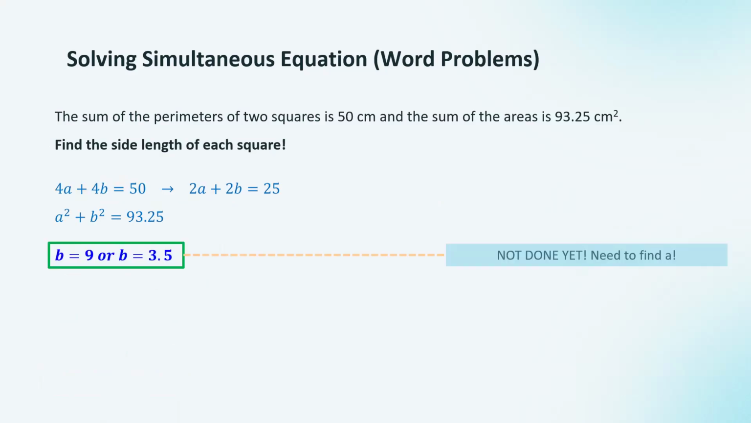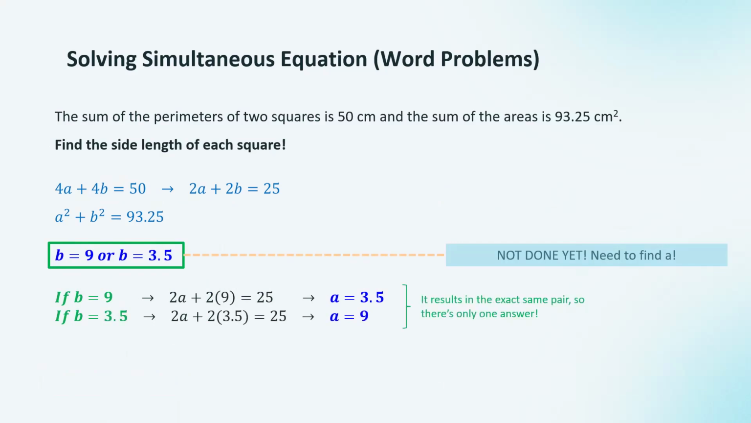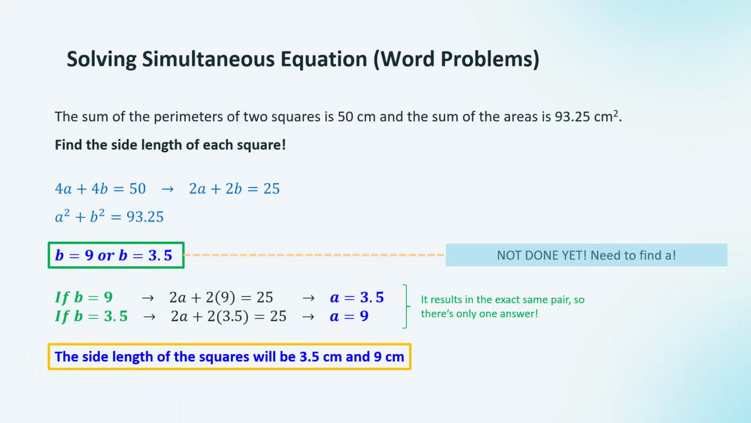So after getting the b values, we can try to find the a by inputting it into the first equation, again, since it is a lot easier. So if b is equal to 9, we got that a is equal to 3.5, and if b is equal to 3.5, we get a is equal to 9. And as you can see, it results in the exact same pair. So there should only be one answer. To conclude this, we know that the side lengths of the squares will be 3.5 centimeters and 9 centimeters.